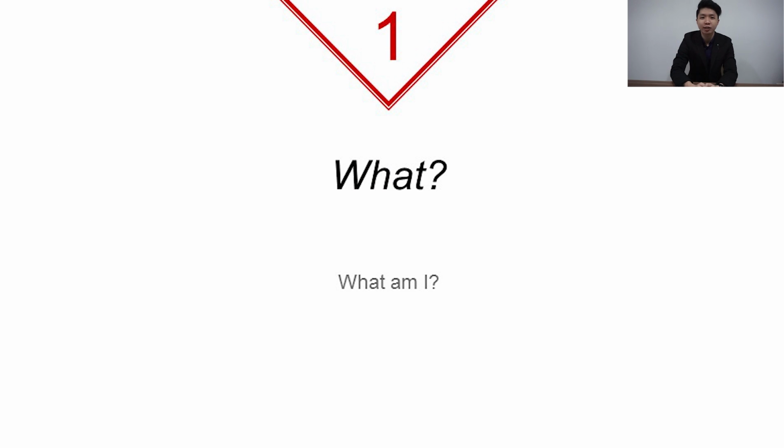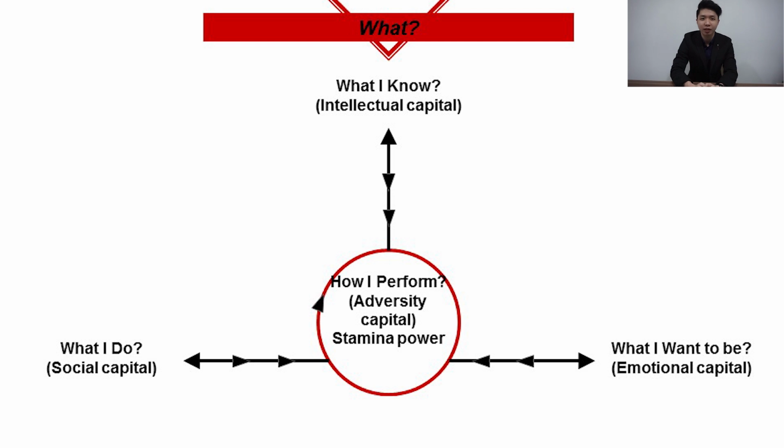In the what section, I will explain what I know, the intellectual capital, what I do, the social capital, and what I want to be, the emotional capital. Therefore, by answering those three capitals, I will know how I should perform, or so-called adversity capital, to gain stamina power. So let's start with the intellectual capital.